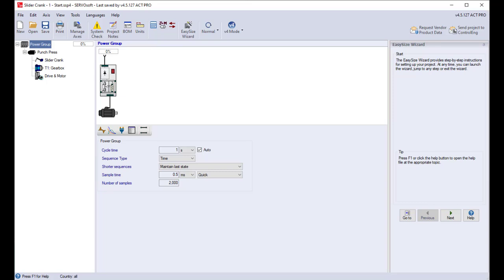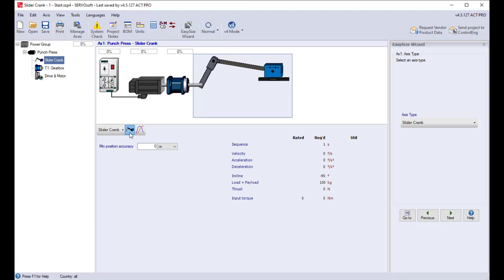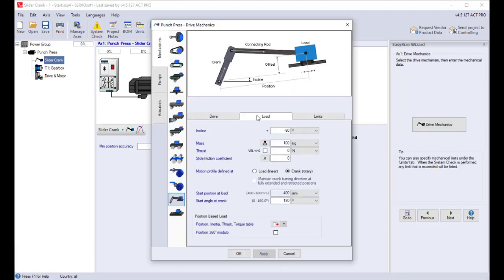The project is already loaded with the mechanism data, so now I will go to the mechanism data. First, I want to explain the orientation of the mechanism. The incline angle increases in the counterclockwise direction. If the incline angle is greater than 0, the load is above the crank pin. If the incline angle is less than 0, the load is below the crank pin.